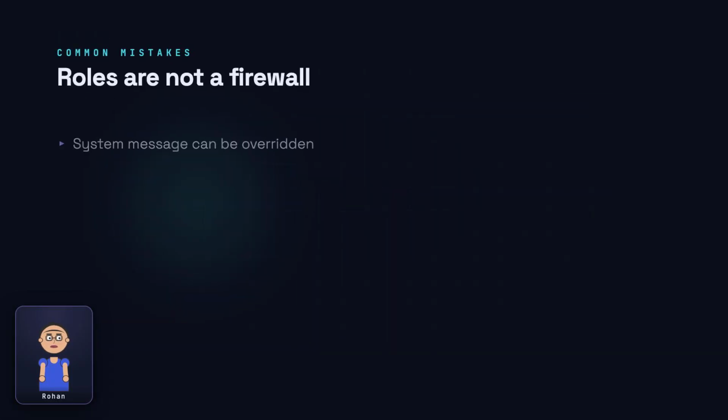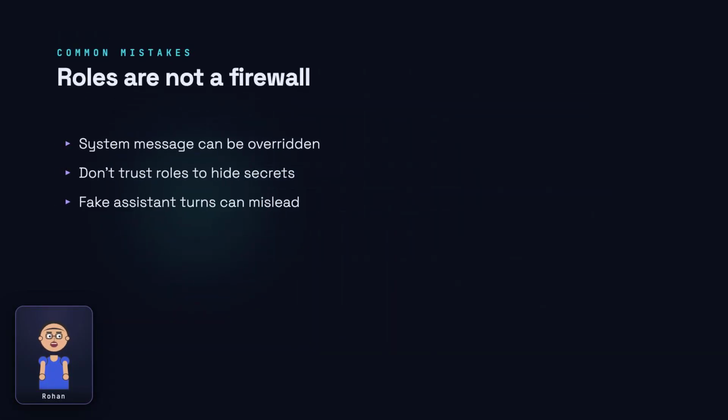The biggest misconception is treating the system message as an unbreakable firewall. It isn't. It's a strong hint the model usually follows, but a clever user turn can bend it. Never rely on it to hide secrets or enforce hard security. And don't stuff instructions into a fake assistant turn that muddies whose voice is whose.